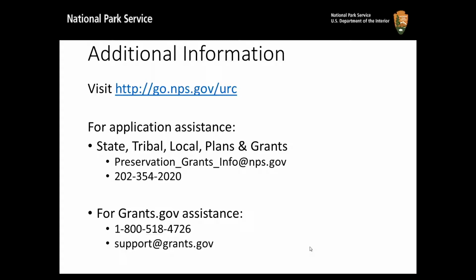Where can you find additional information? You can go to our website. The URL is go.nps.gov/URC. We are happy to provide application assistance in the form of answering basic questions. We do not read draft applications. And that is the State, Tribal, Local Plans and Grants Division at the Park Service. Our email is preservation_grants_info@nps.gov. And then our main phone line is listed here.